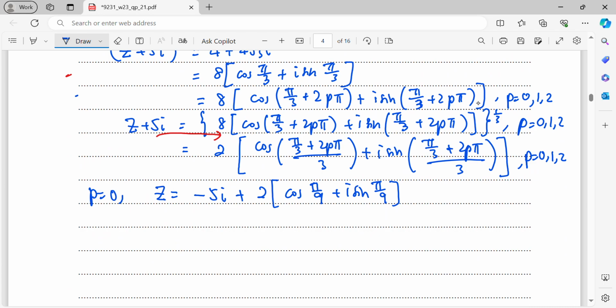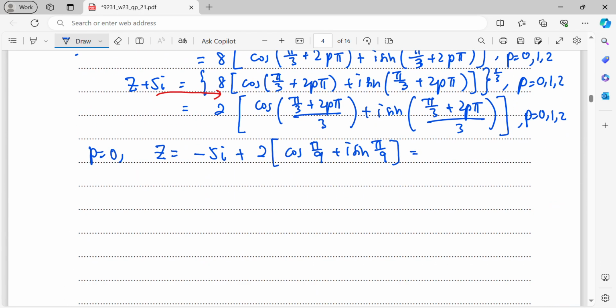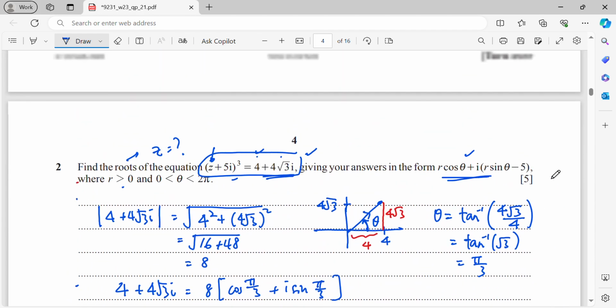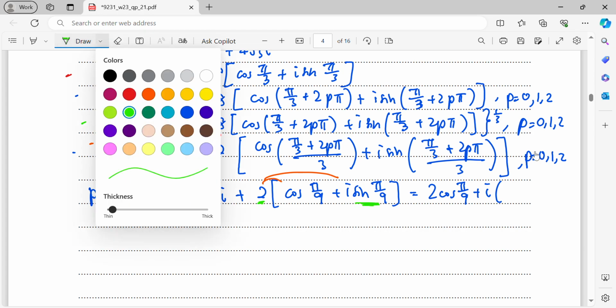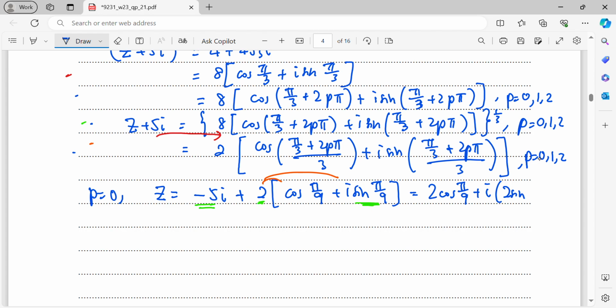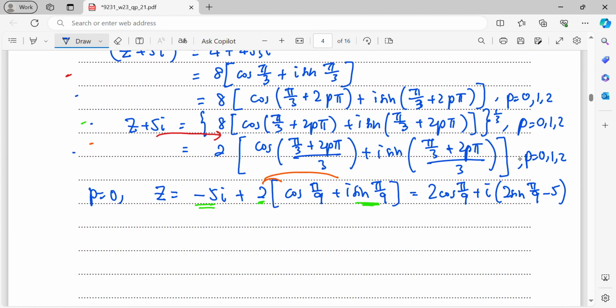expand. This is going to be, okay, look at here, r cos theta plus i. So I will do the expansion. These two times in, then I will get 2 cos pi over 9, okay, plus i. Follow the pattern, the form here, r sine theta minus 5. So it means that this minus 5, combined with 2 sine pi over 9, will be 2 sine pi over 9 minus 5, because it's requested, r sine theta minus 5 over here. So that is the first z value.